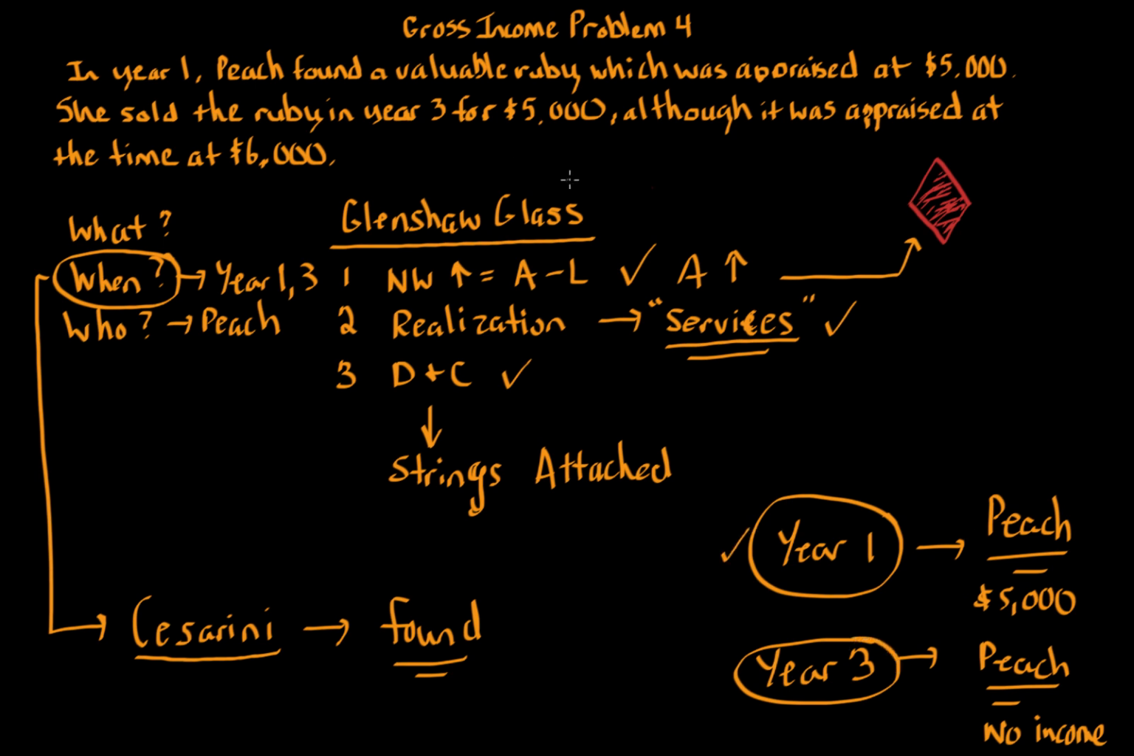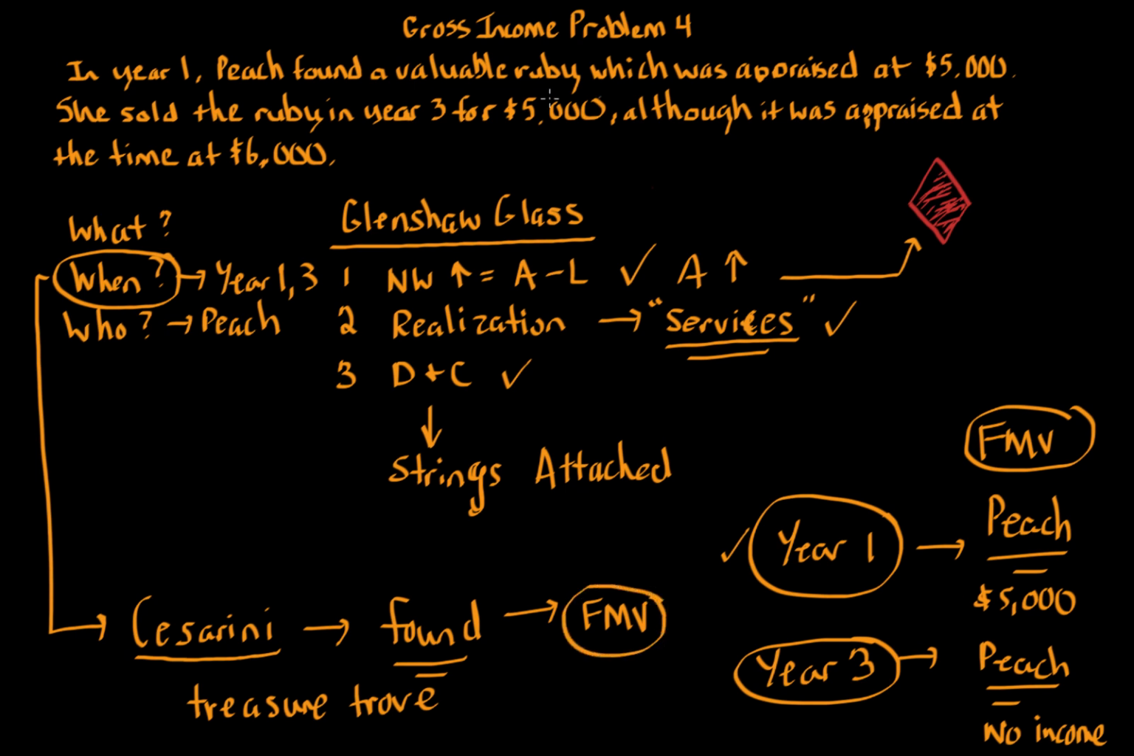So whenever you have what we call treasure trove, this applies to treasure trove. The gross income is in the year found, and it's going to be the value when it's found. So it's the fair market value in the year found. Even though, again, in year 3, the value went up when it was sold, that doesn't make a difference. That does not make a difference. All right? So I hope this helps you understand the idea of treasure trove.